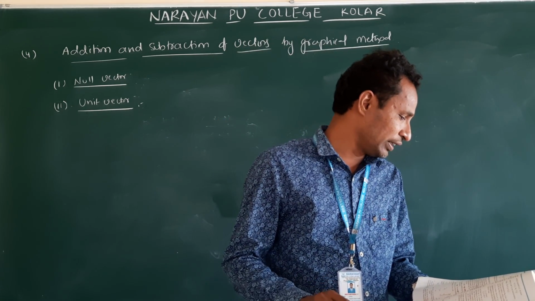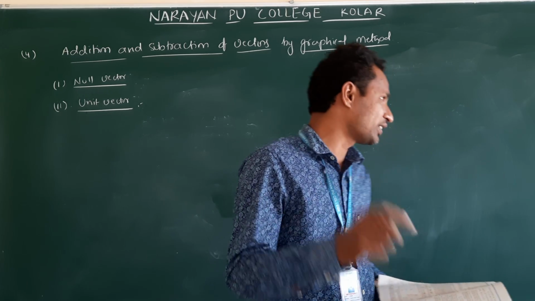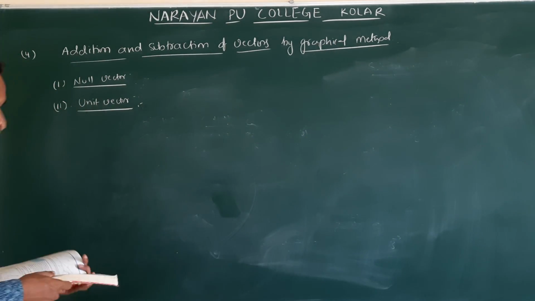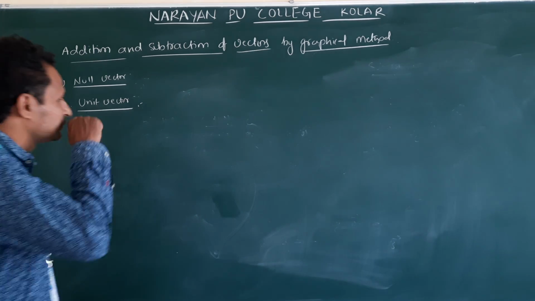Wind starts blowing after some time, with a speed in the east to west direction. Clear? Now one student is standing at the bus stand. In what direction does he have to hold the umbrella to avoid getting wet? Okay.